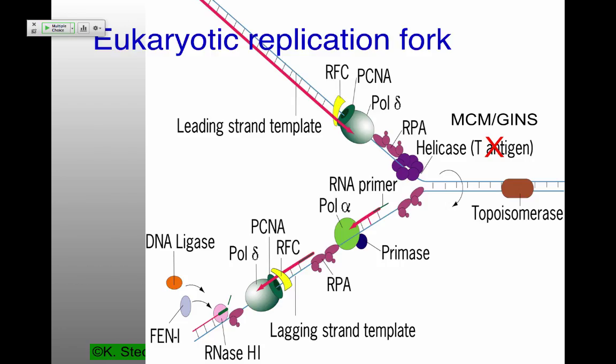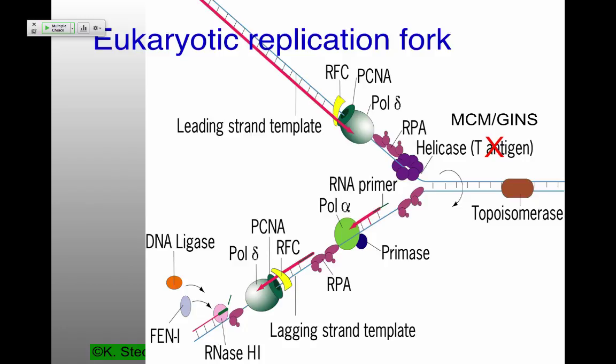So let's look at the eukaryotic replication fork. A couple of important things here. The leading strand is basically identical to the leading strand that you see in bacteria. You've got a replicative polymerase. You've got a sliding clamp. You've got single-stranded binding proteins and a helicase. The helicase in this particular image is listed as T antigen. That's because it was originally found in a virus-infected cell. This is really MCM and the GINS complex. Exactly what those are for is not particularly critical.